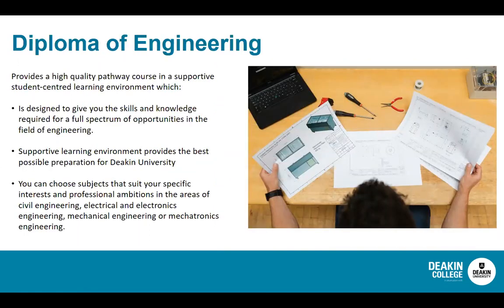So the Diploma of Engineering at Deakin College. The Diploma of Engineering provides a high-quality pathway course in a supportive, student-centered learning environment. It's designed to give you the skills and knowledge required for a full spectrum of opportunities in the field of engineering. At Deakin College, we offer a supportive learning environment, providing the best possible preparation for your study at Deakin University. You can choose subjects that suit your specific interests and professional ambitions in the areas of civil engineering, electrical and electronics engineering, mechanical engineering, and mechatronics engineering.